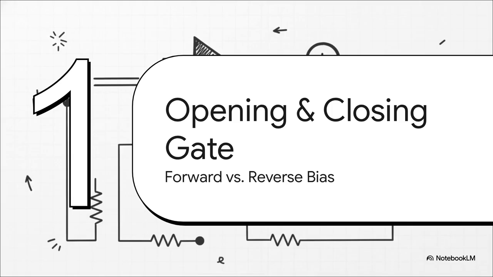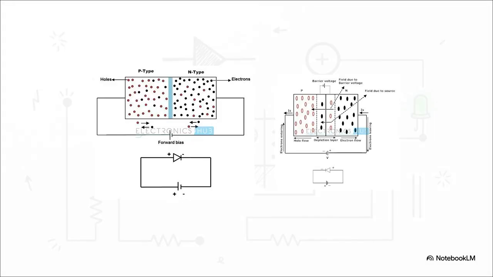Well, we use an external voltage. It's a process called biasing. And this is where it all comes together. If you connect a battery with the positive end to the p side and the negative end to the n side, that's what we call forward bias. This pushes the electrons and holes toward each other, that barrier shrinks, and boom, the gate opens and current flows right through. But what happens if you flip the battery around? Now, that's reverse bias. This pulls all the charges away from the junction, making that barrier even wider. It basically slams the gate shut and locks it.